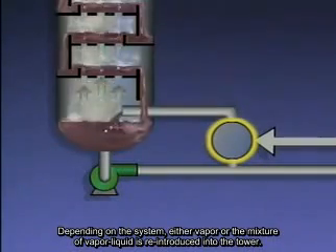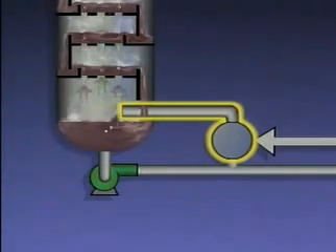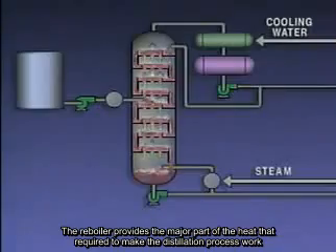Depending on the system, either vapors or the mixture of vapors and liquid is then reintroduced into the tower. The hot vapors cause any lighter fractions in the liquid at the bottom to vaporize and move up the tower. This reduces the amount of lighter fractions in the bottom's product. The reboiler provides the major portion of the heat that's required to make the distillation process work.